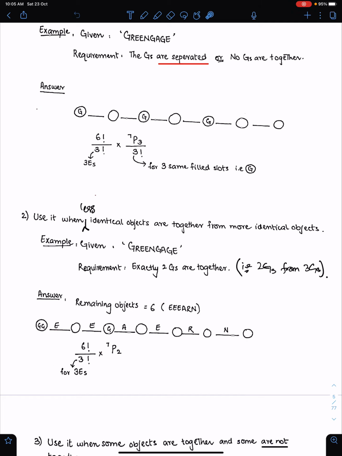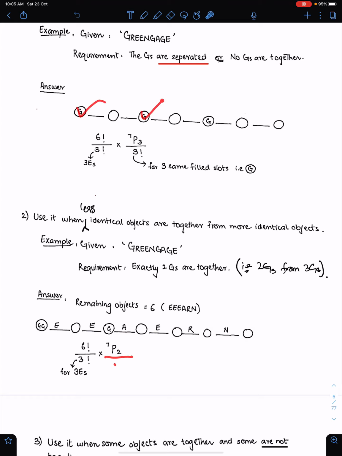And you all know empty slots are always one more with respect to remaining objects. Since remaining objects are 6, so we have 7 slots. And we have to fill any 2 slots in this way. 2 G's in 1 slot and 1 G in 1 slot. In this way, exactly 2 G's are together. So since we filled 2 slots out of 7, therefore we have to write 7p2. And since both these slots are not same, so we do not need to divide this by anything.